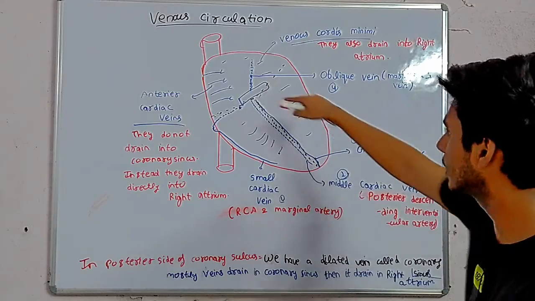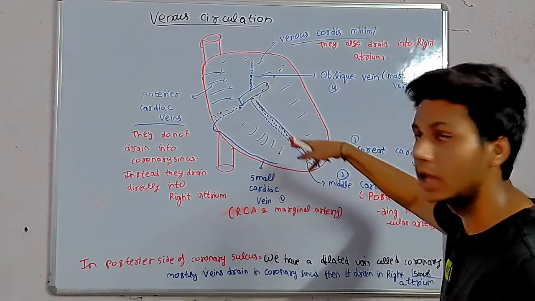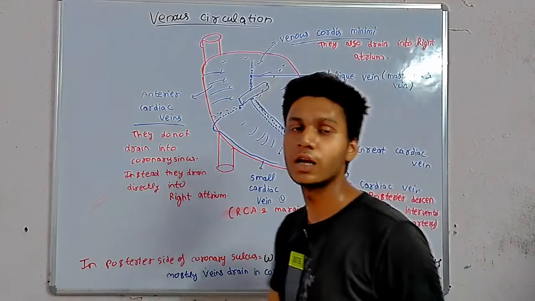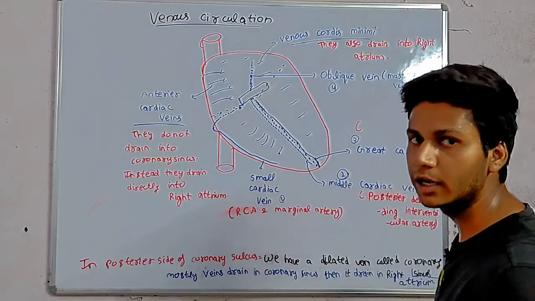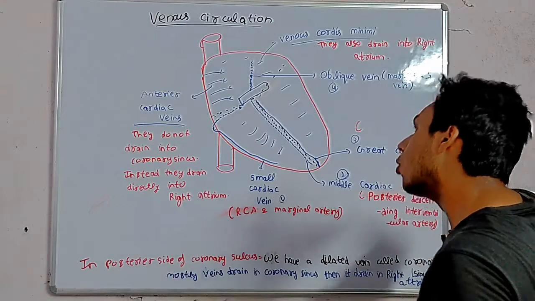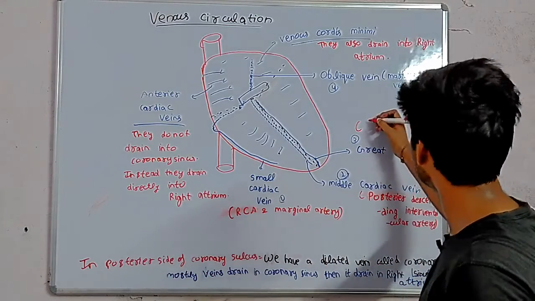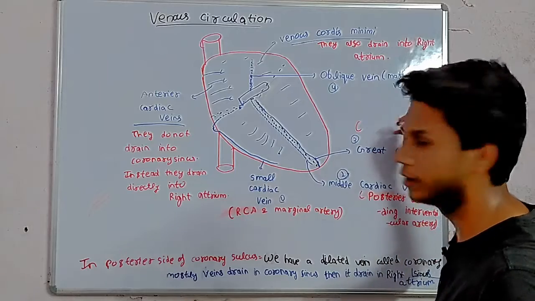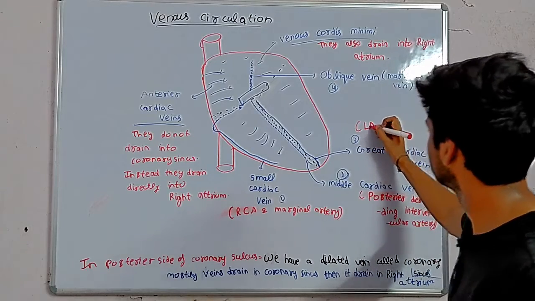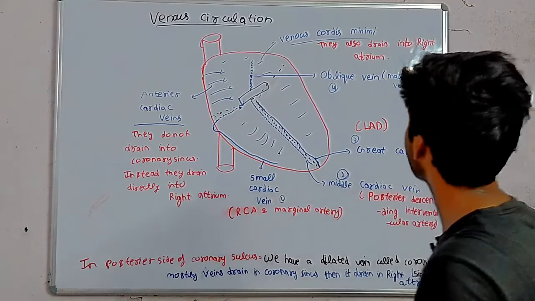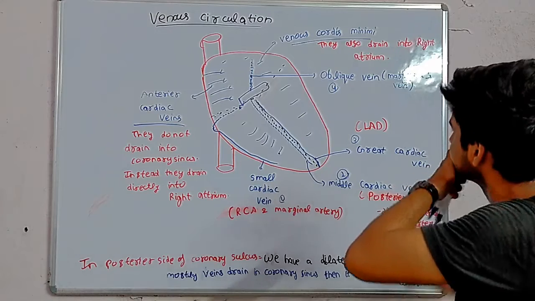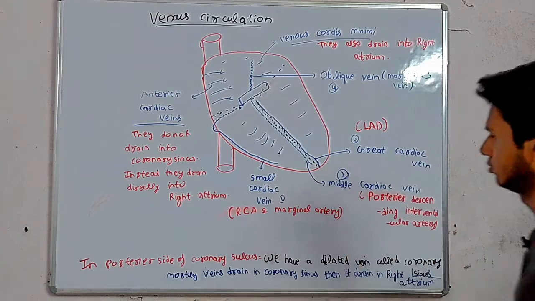For the great cardiac vein, we know in the anterior aspect, in the interventricular sulcus, there is an artery called the LAD, or left anterior descending branch. Another name for LAD is the left main stem artery also. Done. So these are the corresponding arteries for these. Note it down.